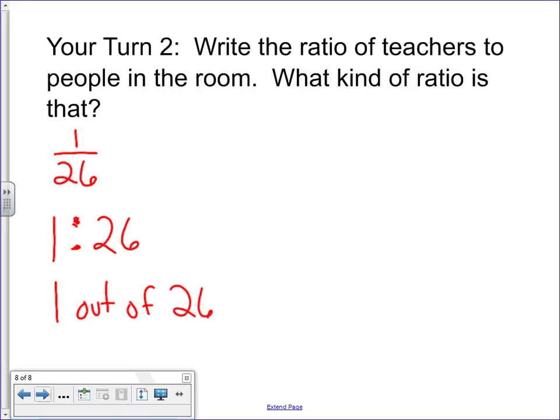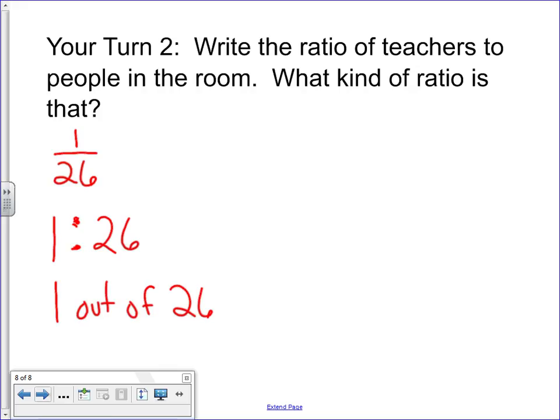Now, hopefully, after hearing some of that vocabulary, think about this. The teacher can be people in the room. The students can be people in the room. That should tell you then that this is obviously a part to whole ratio, because you're comparing one part of the room to everybody in the room. So hopefully this makes sense.